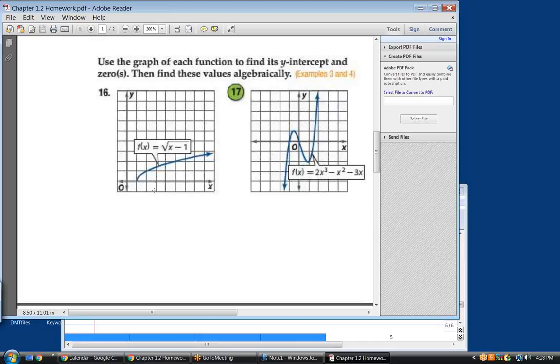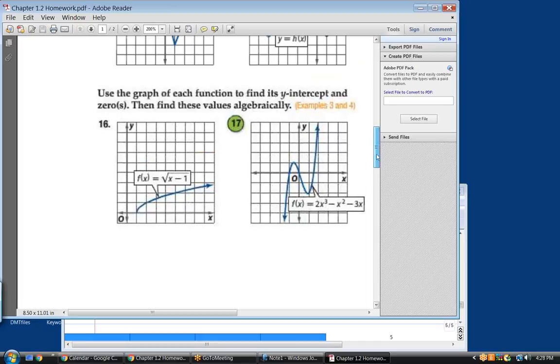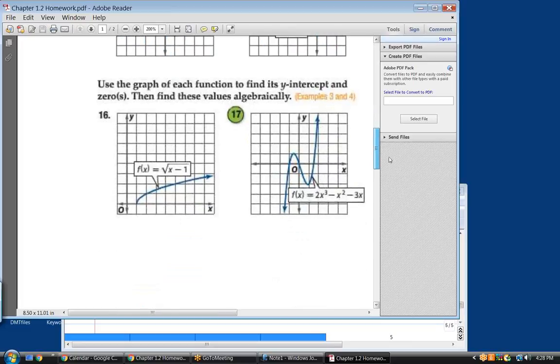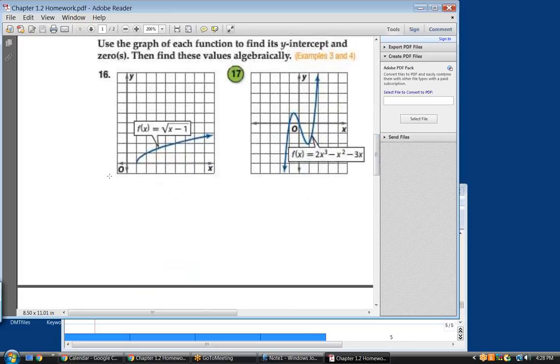I find it a little interesting that they don't draw it as such, given the fact that they put closed dots on all these other curves. I would have expected them to put a closed dot right there.